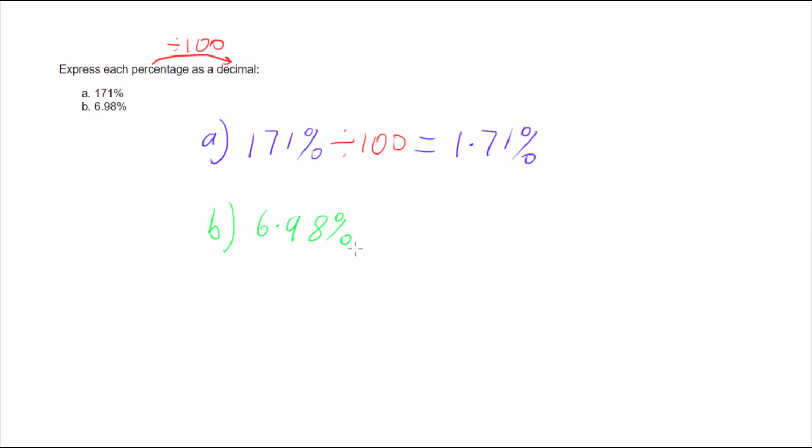6.98%, turn that into a decimal, again divide by 100, and this will give me 0.0698. There we go. To turn a percentage into a decimal, all you have to do is just divide the number by 100.